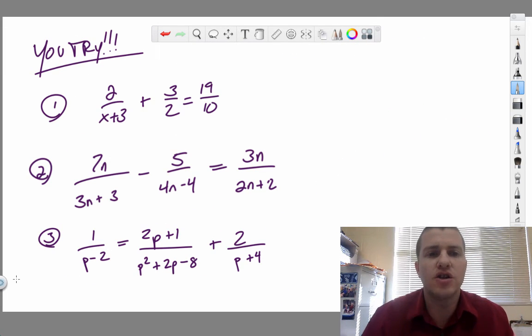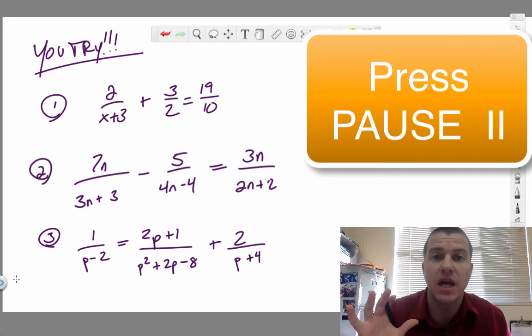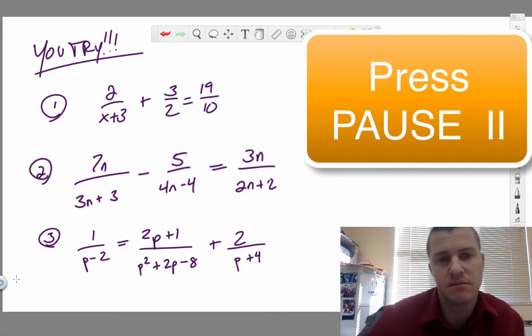All right, go ahead and pause it and try these three on your own. Find the least common denominator, multiply it to each term in order to eliminate all of the denominators, and then solve the equations. Pause it.